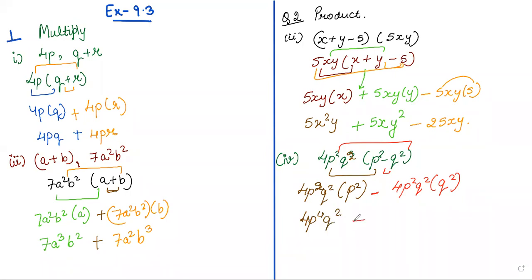Put the sign of minus as it is. 4p square write as it is. Q square into q square is q raised to the power 4. Any doubt in this question?